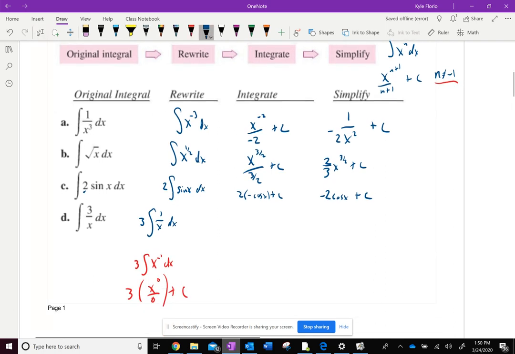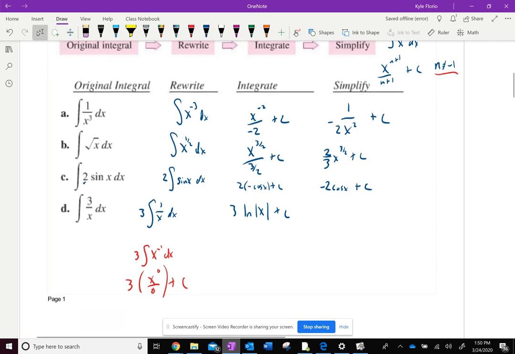The antiderivative when n does equal -1, in this case the antiderivative of 1 over x, is the natural log of the absolute value of x plus c. And that's just something you have to remember. If you go backwards, what was the derivative of natural log? The derivative of natural log was 1 over x. So the antiderivative of 1 over x is the natural log. You just got to remember the absolute value of x in there. There's nothing to simplify, so that's it.